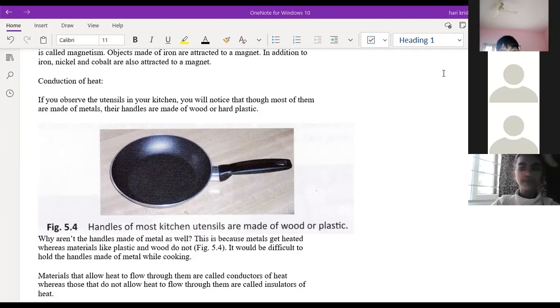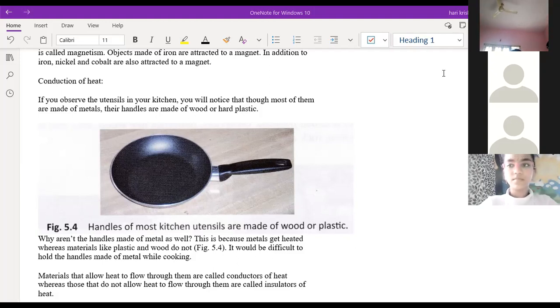Yes, sir. But if you take the handle part of the pan, will the heat transfer to the handle part of the pan? No, sir, because the handle part is made up of hard plastic. Whatever heat is there below the pan will not transfer to the handle part, but only to the steel part or the iron part of the pan.